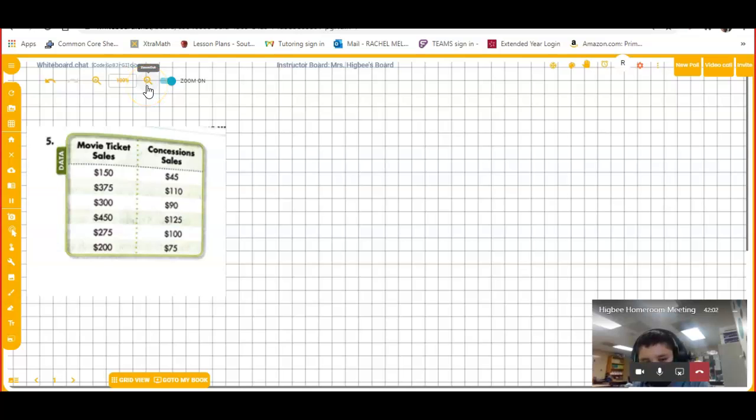Okay, so I want you to look at that data table. I know I need to graph, so I'm going to graph my X and Y axis. Raising your hand, tell me what would be the X axis label?